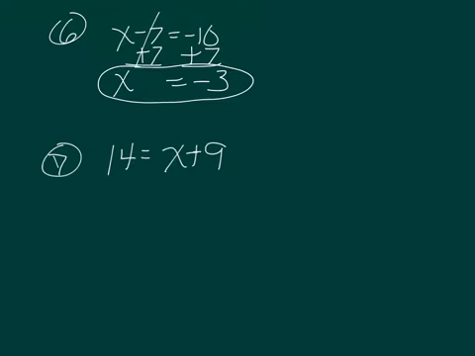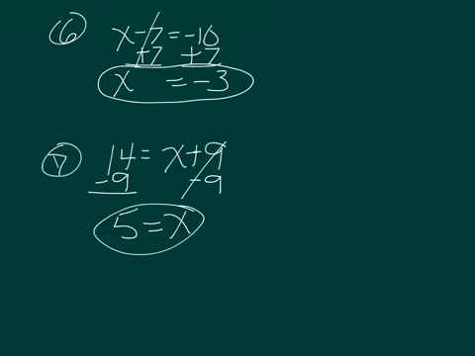All right, next problem. x plus 9 equals 14. I'm going to subtract 9 from both sides. Those go away. And I have x equals, what's 14 minus 9? 5. Okay?